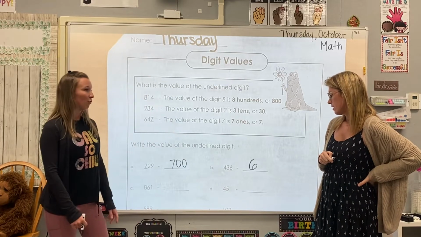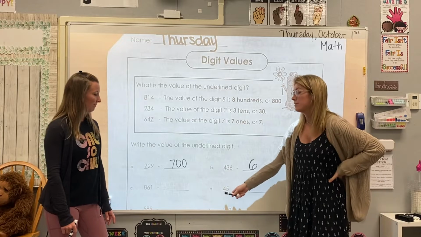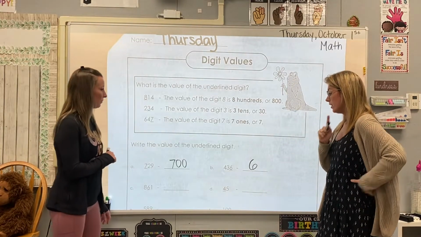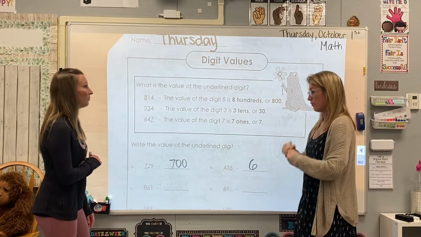What place is that 4 in? That 4 is in the tens place. Good catch. And a 4 in the tens place is worth how much? It's worth 40. 4 groups of 10s.